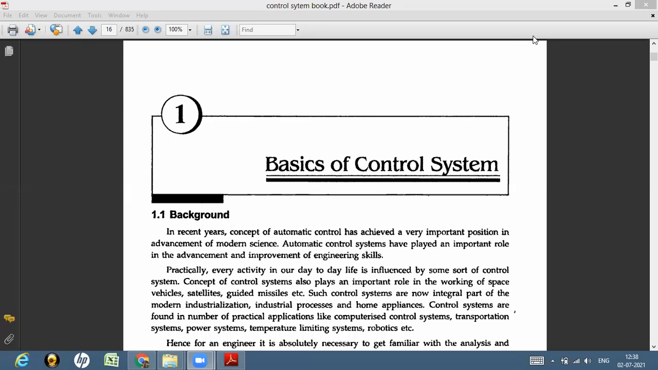Now, today we will discuss the basic concepts of your control system. What is the block diagram of a control system?